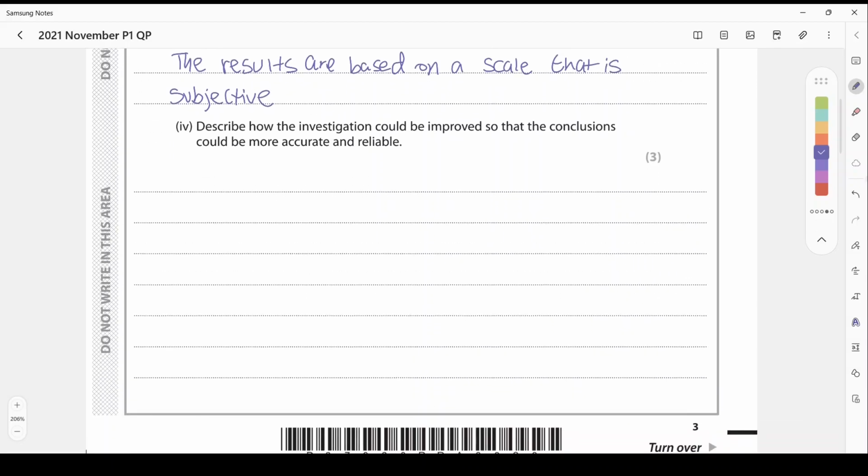And then part 4, describe how the investigation could be improved so that the conclusions could be more accurate, reliable. See the word reliable, we should always link it back to repeats. Right, and then more accurate. So when it comes to making an experiment more accurate, we need to change up the experimental setup that we're using. So we might change up the apparatus. In order to improve the reliability, the student can repeat the experiment. And in order to make it more accurate, we can, for example, measure the amount of oxygen gas that is produced, and we can use a gas syringe for that.